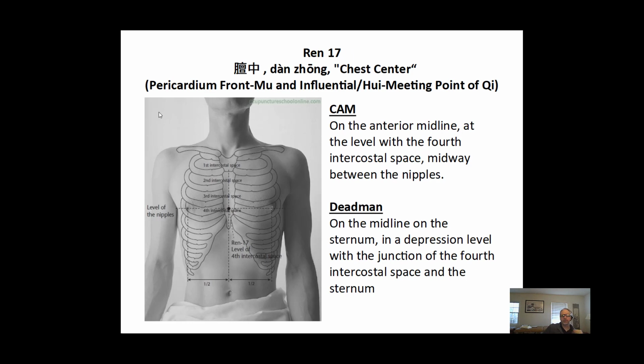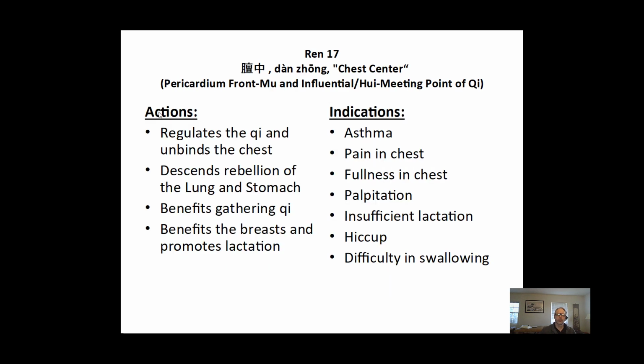Ren 17. Ren 17 is the front mu of the pericardium. It's also the meeting point of qi. If you look at this, it's the level of the nipples, right? So wherever the nipples fall, it's right here on the sternum. On the midline in the sternum, in the depression level with the junction of the 4th intercostal space and the sternum. Regulates qi and unbinds the chest, descends rebellion of the lung and stomach, benefits gathering qi, benefits the breast, and promotes lactation.